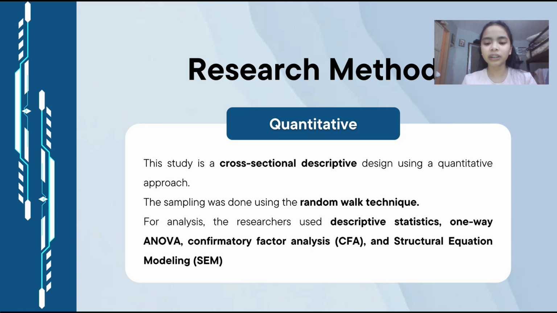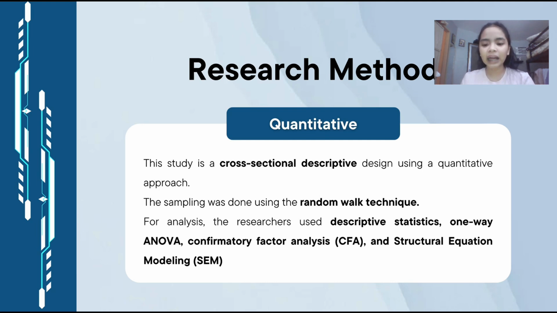Next, the sampling was done using a random walk technique. The random walk technique is a sampling method where the data collectors will move in a systematic direction. For example, starting from an entry point and then proceeding clockwise. It is an approach wherein the data collectors will approach the nearest eligible respondent. This sampling method will ensure randomness while covering the different areas of the study site.